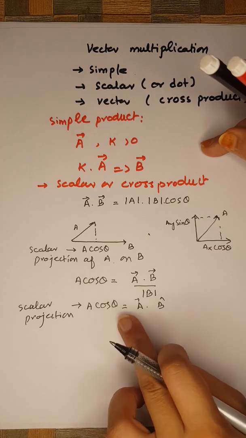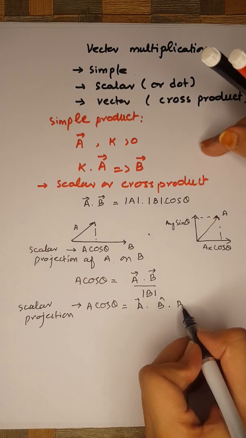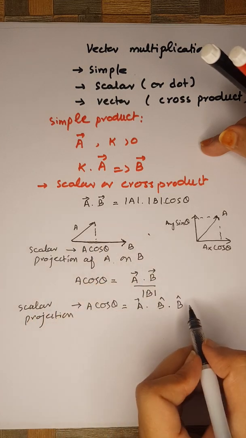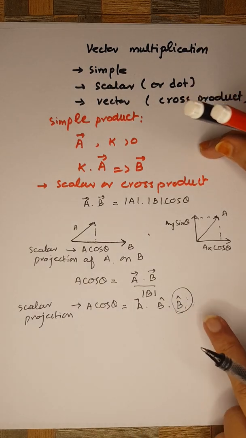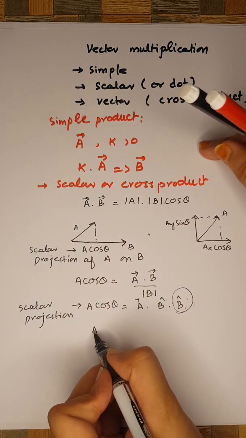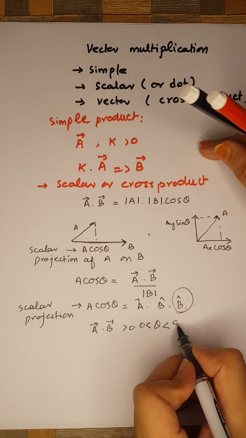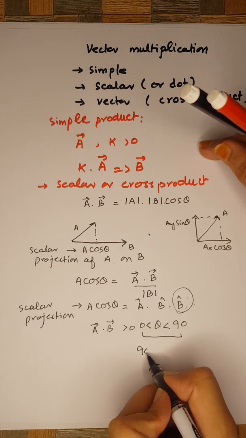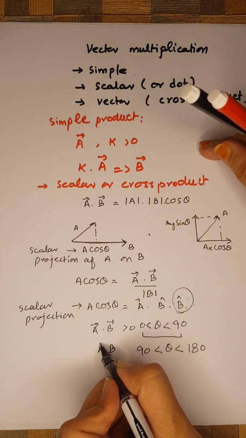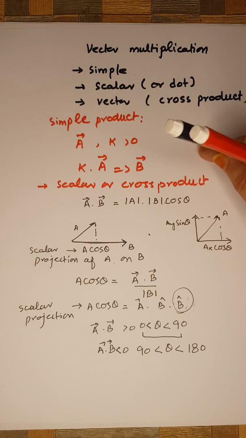Fine. Now if you want to convert this scalar projection into the vector projection, all you need to do is multiply it with the unit vector of b again, since this projection is along the direction of b. That's why the unit vector of b will be involved in it. The dot product of the two vectors is positive if your theta lies between 0 to 90 degrees, and if theta lies between 90 to 180, then the resultant is negative, that is, less than 0.